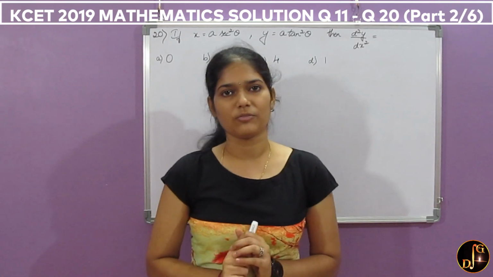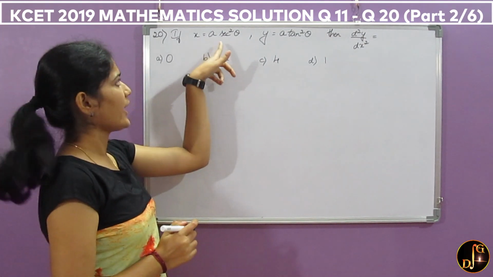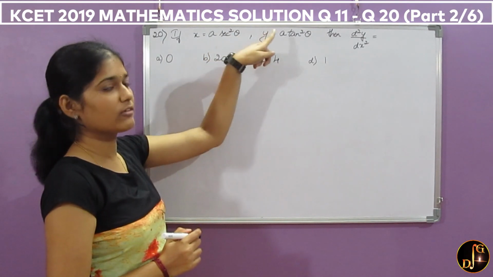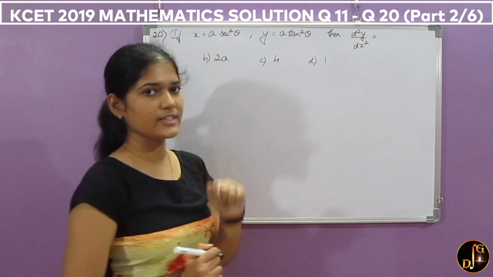This is the last problem of this video. In this problem, they have given x is equal to a secant square theta and y is equal to a tan square theta, and we have to find d square y by dx square.